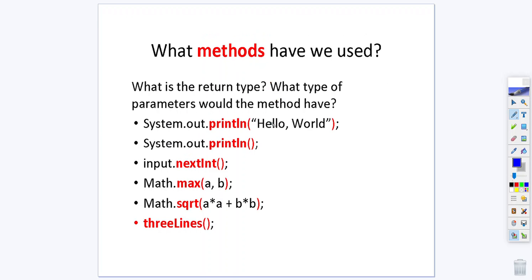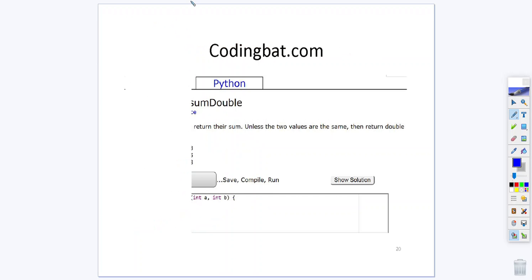Print line is a method. Right, we can pass it a string. If I leave it empty, it prints a new line. Next int, when we're reading in from the scanner class. Max or square root from the math class. Or in the example that I showed you today, 3 lines where it prints 3 blank lines.